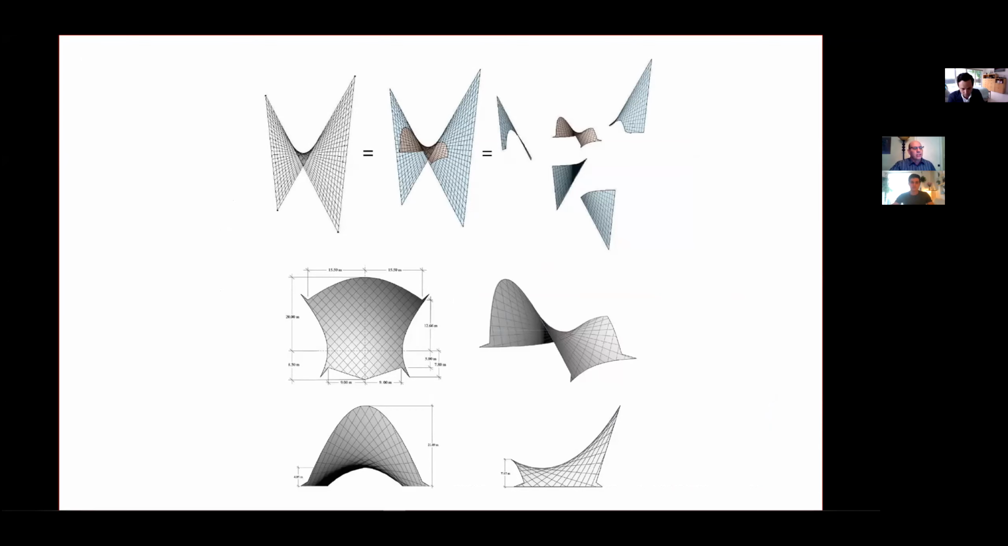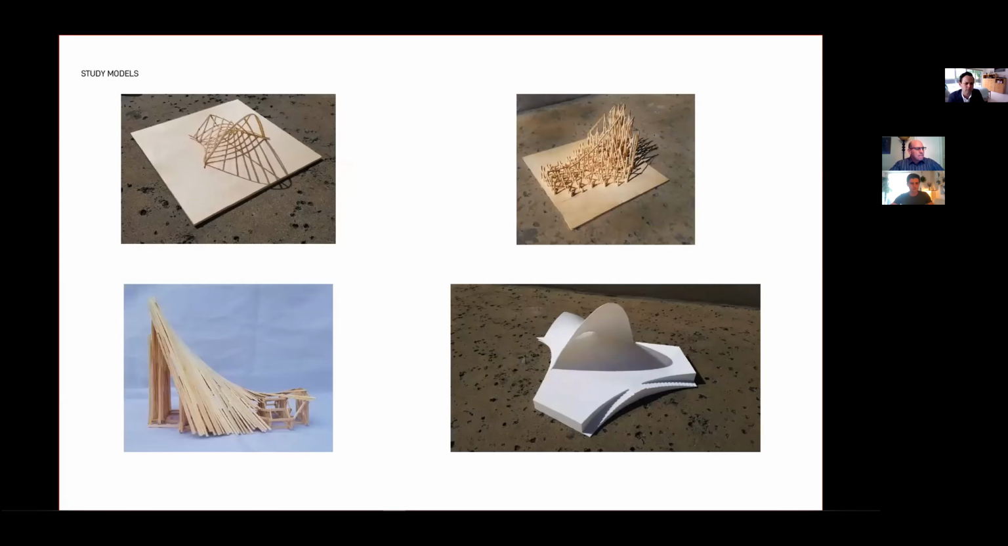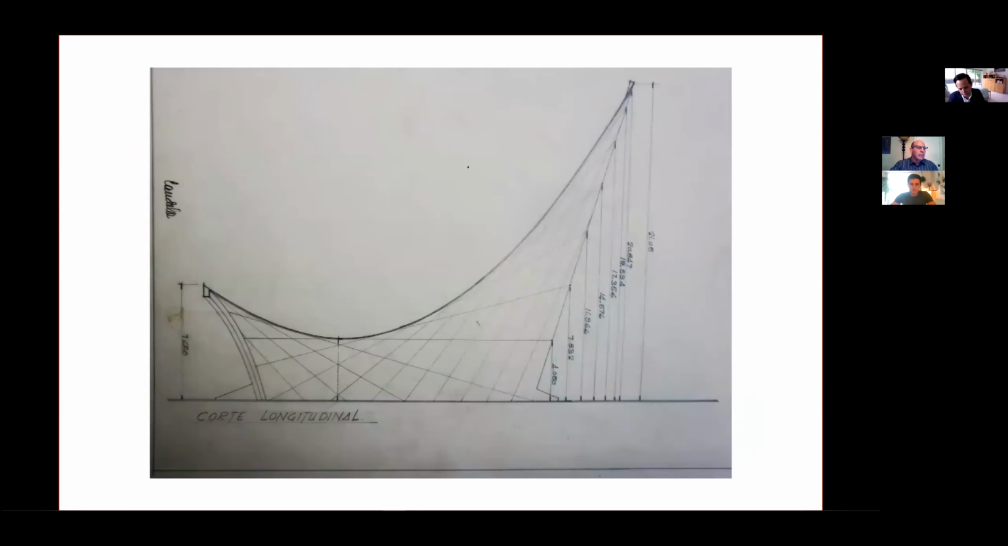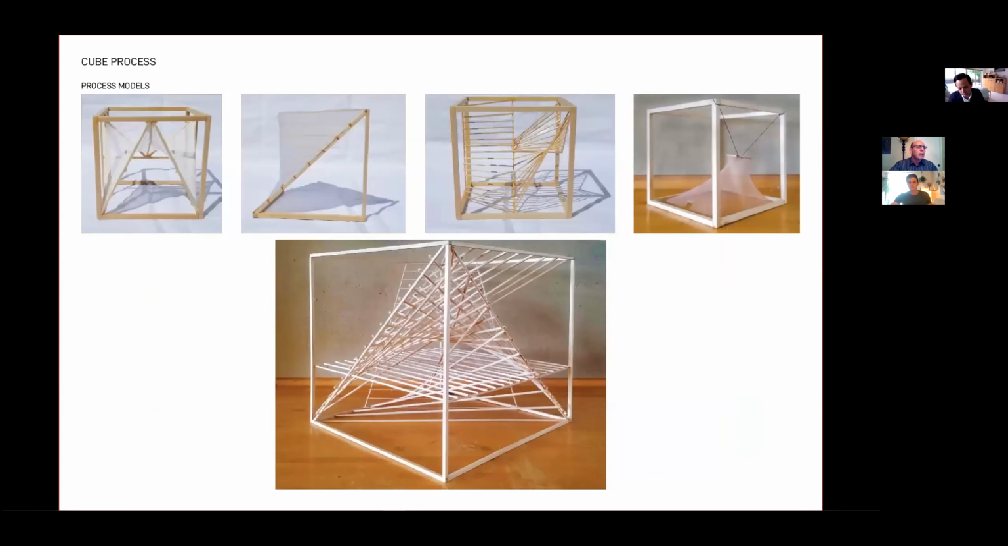And here's a diagram of how he created that structure. He had the hypar, and he just did several slices to create the form. Here are some of my studies of that precedent, and here are some drawings from the Avery architecture of Felix Candela's drawings. And he had several entities of this, but using the straight elements to create straight line elements to create the curvature. And these are my precedents.